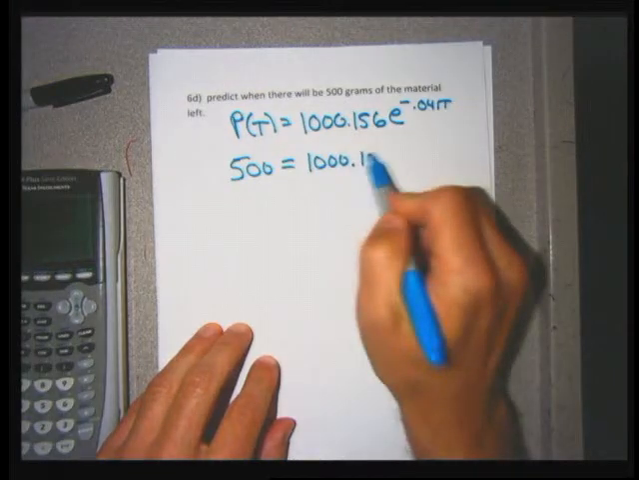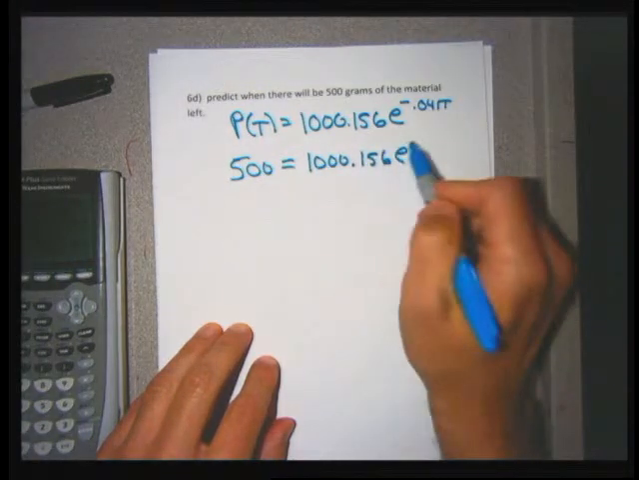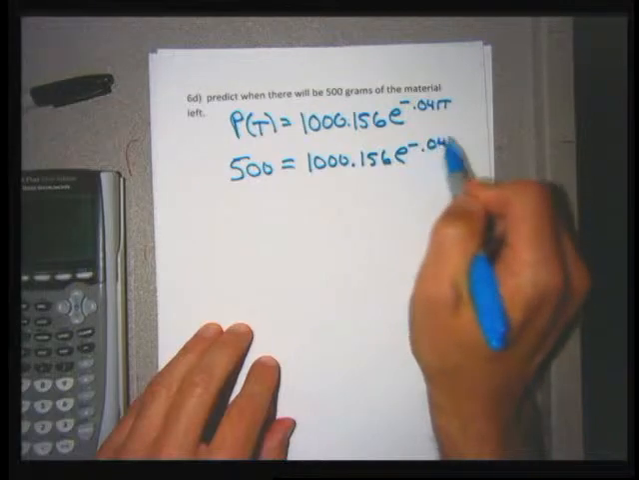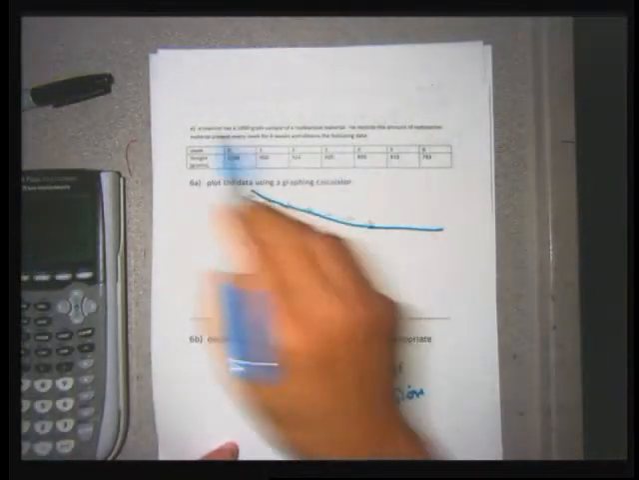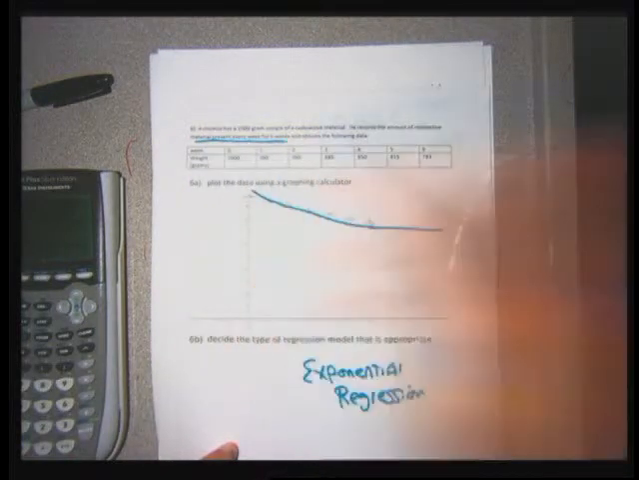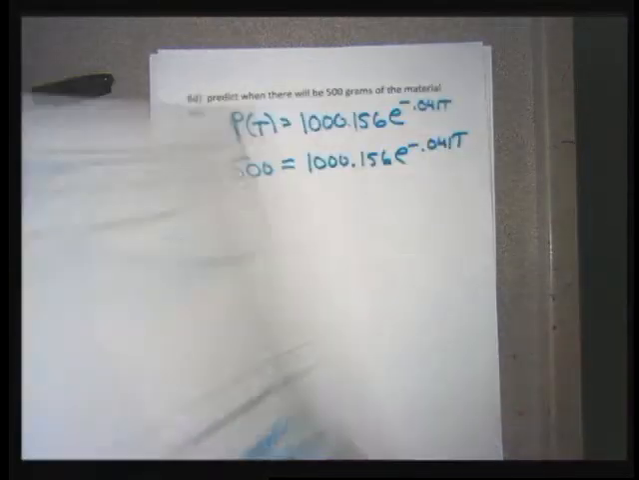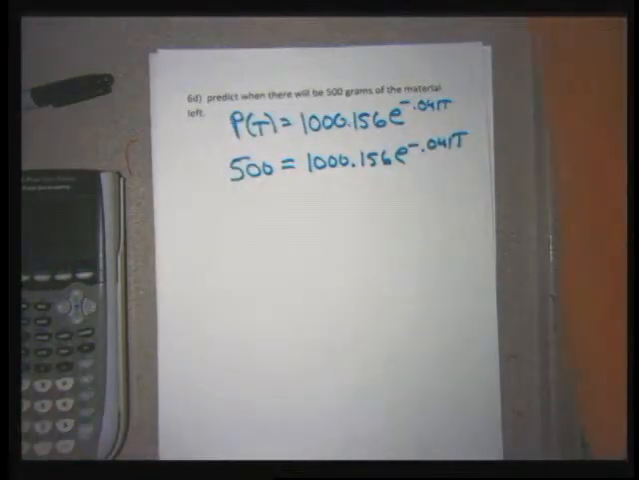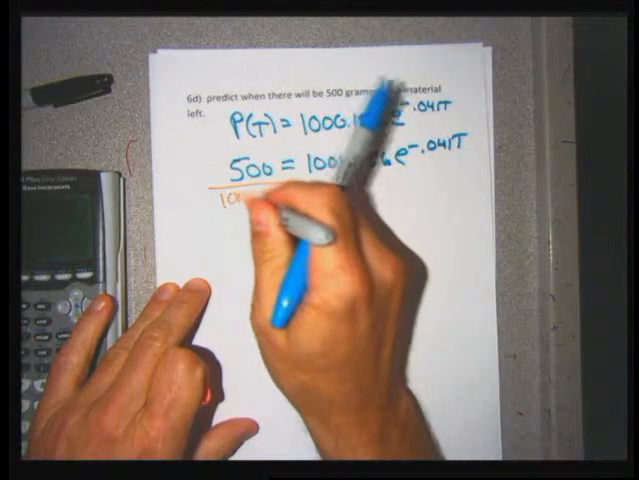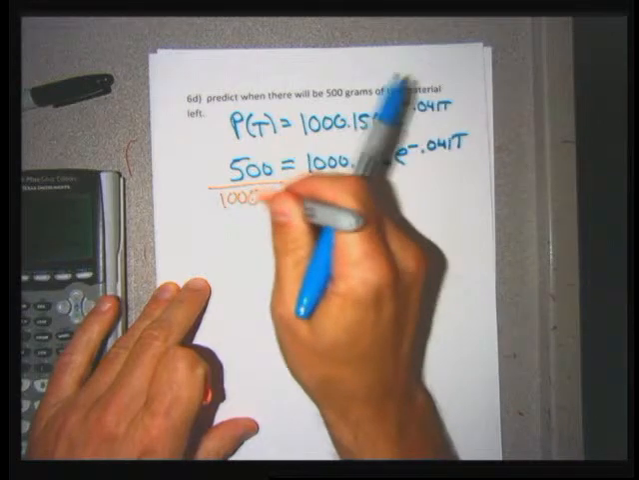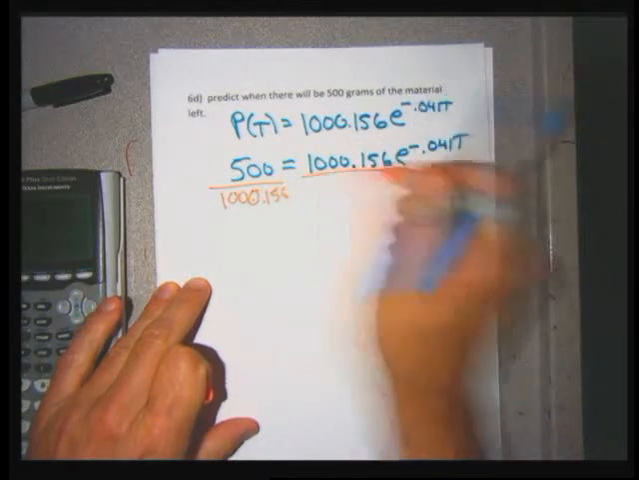And I believe this is going to be time in weeks, because when I read the data given to me, it said the amount of radioactive material present every week for 6 weeks is given in this table, so the time is going to be in weeks. To do this, I'm going to solve it by dividing both sides by 1,000.156. I'm going to carry 3 decimals.